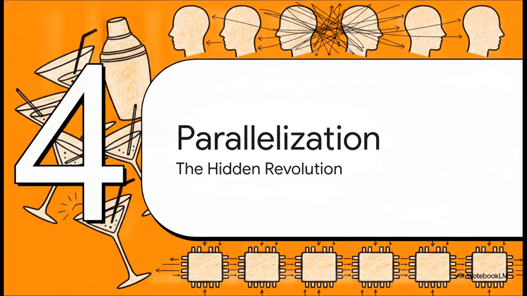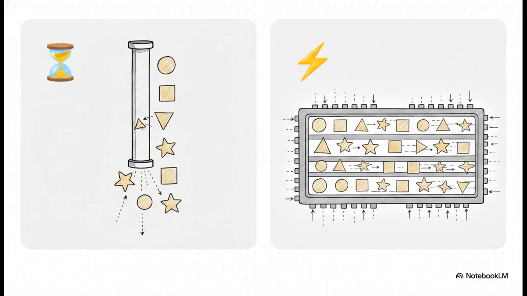Okay, part 4, parallelization and massive scale. So the cocktail party metaphor beautifully explains how self-attention actually understands language better, but there is a whole second half to this story. We really have to pivot to the hidden revolution here, parallelization. This right here is why transformers practically took over the world.